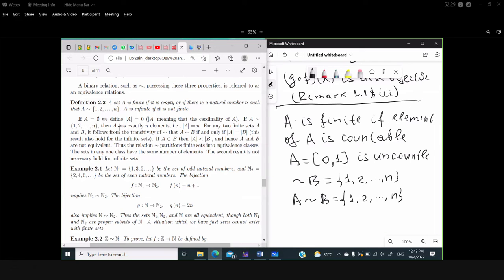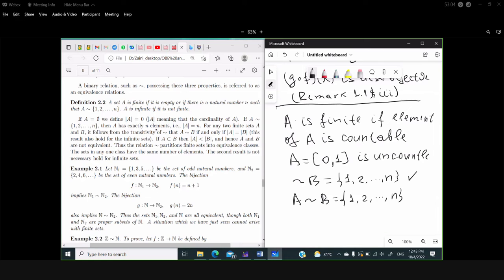If A is equivalent with {1, 2, ..., n}, then A has exactly n elements. This is the cardinality of A. You see, A has exactly n elements, so it can be counted by the natural number set. Actually, this shows that the elements of A can be counted by the natural number set. If it is countable, then we say it is finite.